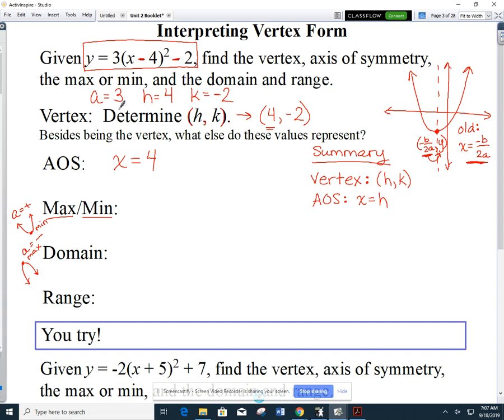In this case, a is positive 3. If a is positive, that means our vertex is our lowest point. So it's only going to be one or the other. And all you're going to write is that we have a min, and the lowest point would be at -2. So this particular parabola would have vertex (4, -2) and would open upward. So it's a min at the lowest point, which would be -2.